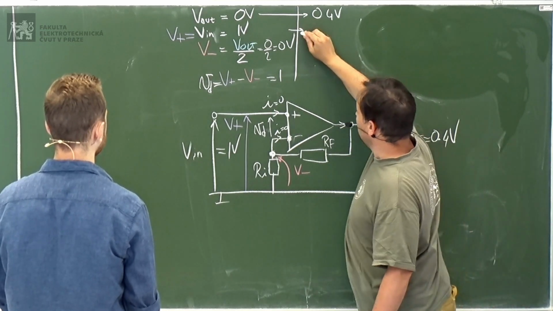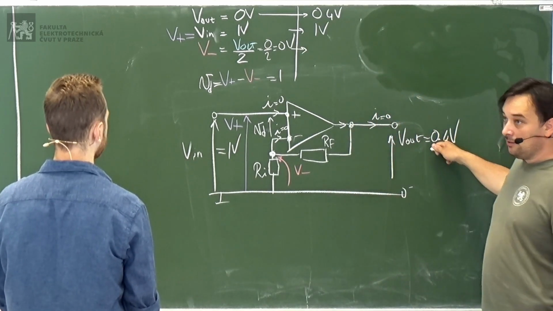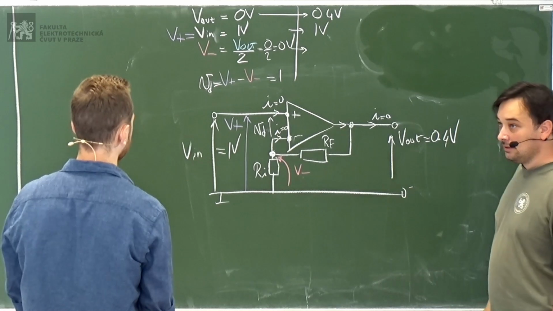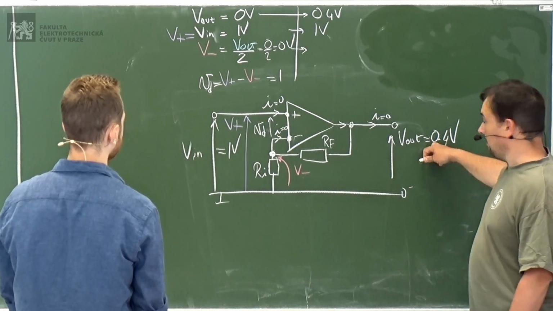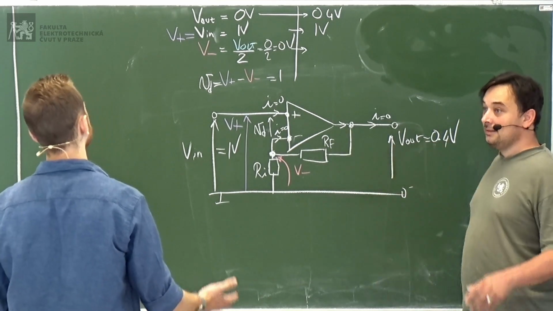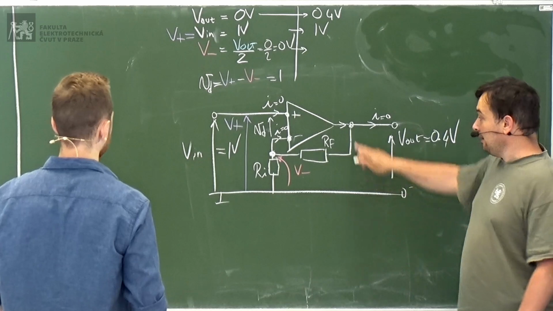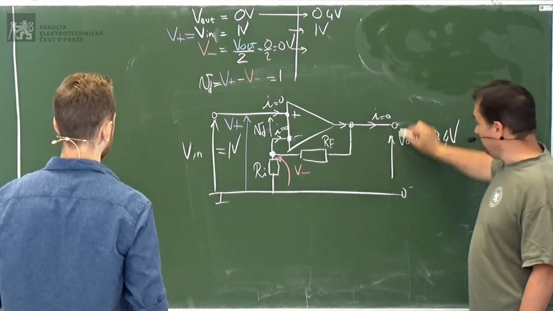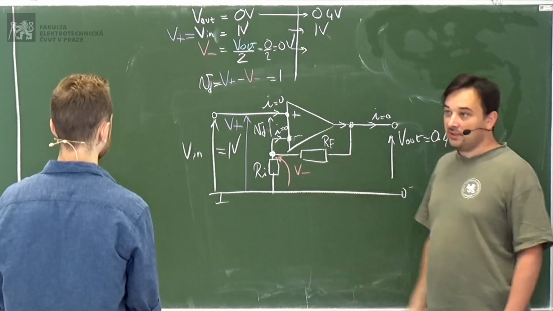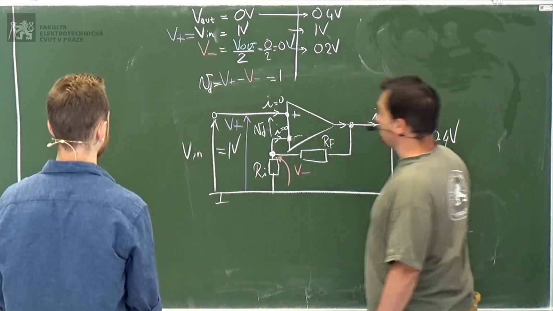V in is still 1 volt. V minus is what now? 0.4 divided by 2. Okay, so it raises the value to 0.4 because there's a difference in the inputs. And now it's divided by 2 because it goes past the voltage divider. With a voltage divider, if I have 0.4 volts between the output and the ground, I get half of that. So V minus is 0.2 volts.